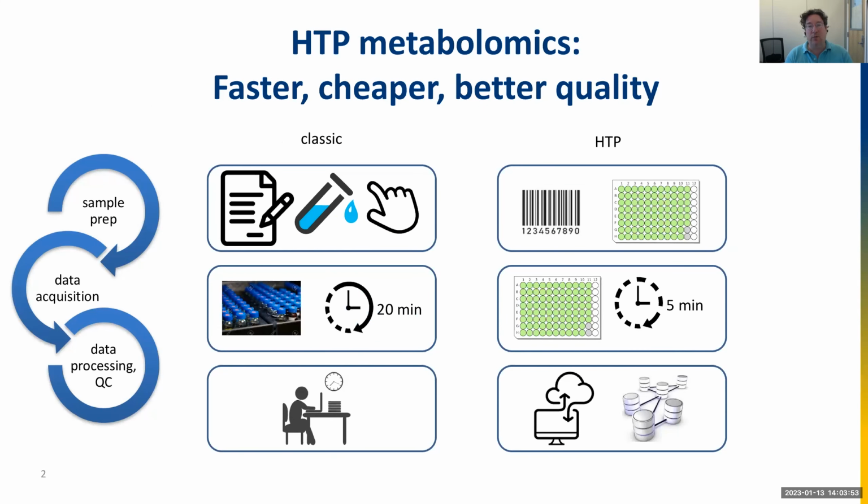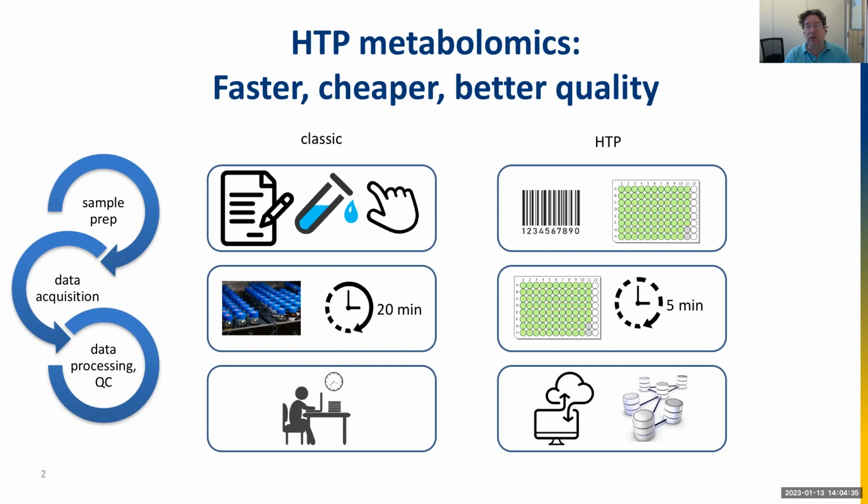So when we talk about high-throughput metabolomics, what does it really mean? When we think about classic workflows, you would have sample by sample, you would prepare those samples manually, you would then put them into little vials in autosamplers and maybe run a 20-minute LCMS run, and then somebody would sit at some kind of computer screen and go through studies one by one, which takes a lot of time. The high throughput way would improve all 3 steps: the sample prep, the data acquisition, and the data processing step.